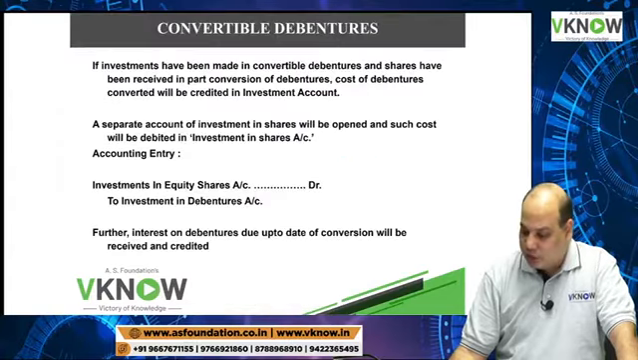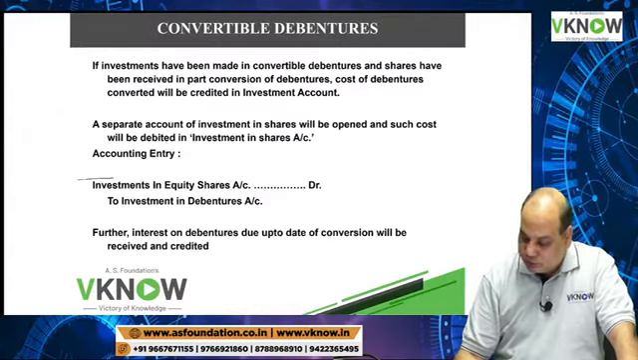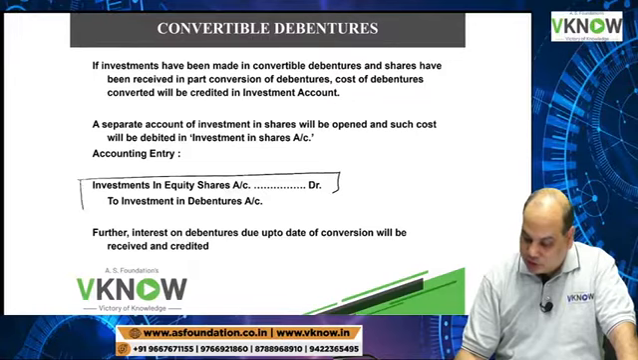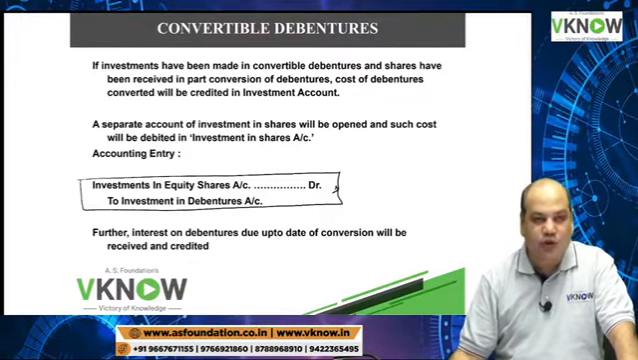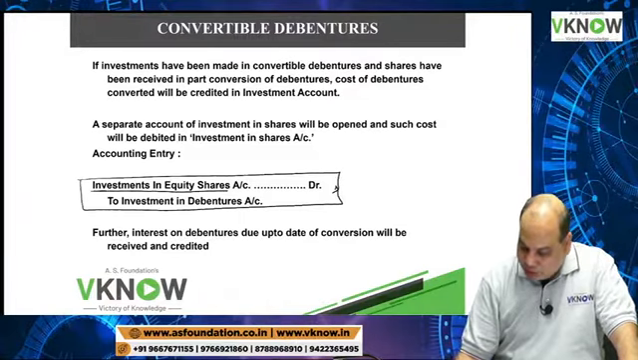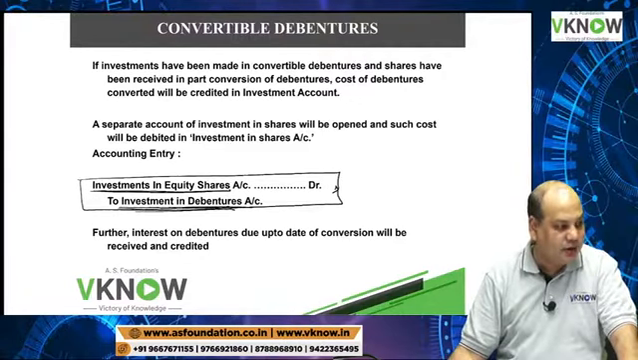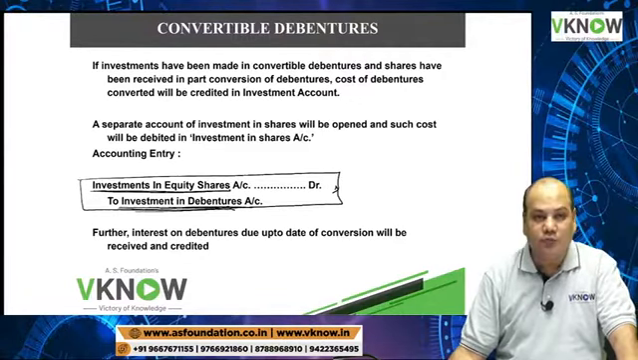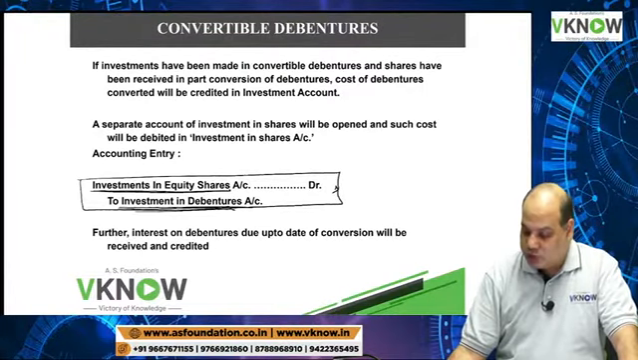So your entry will become: investment in equity shares account debit, to investment in debenture account. So now you will have investment in equity shares, and you will de-recognize, remove from your books, investment in debenture. So that is the entry for conversion of debenture into equity shares.